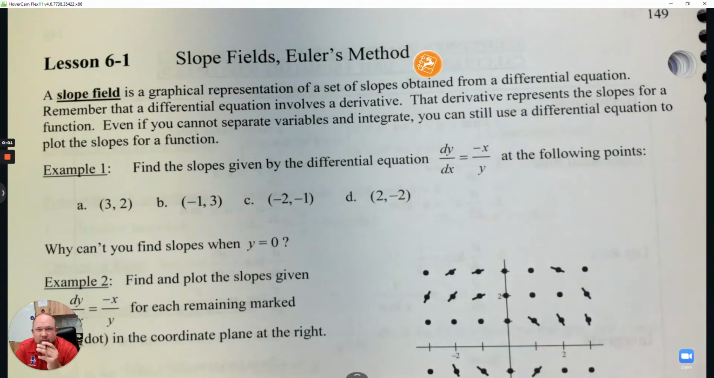All right, lesson 6.1, slope fields and Euler's method. That's how you pronounce it. A slope field is a graphical representation of a differential equation. So I want to look at example number 1.